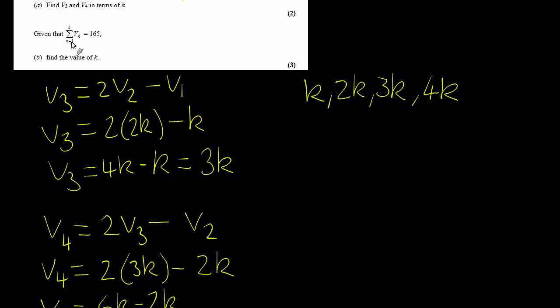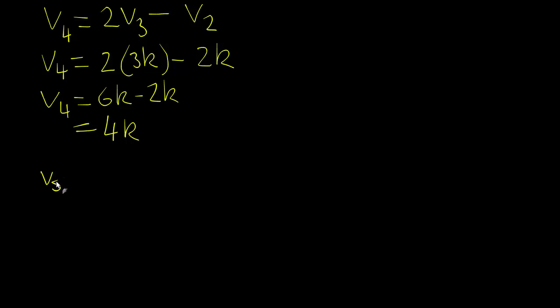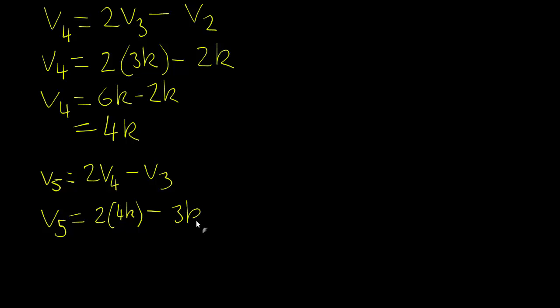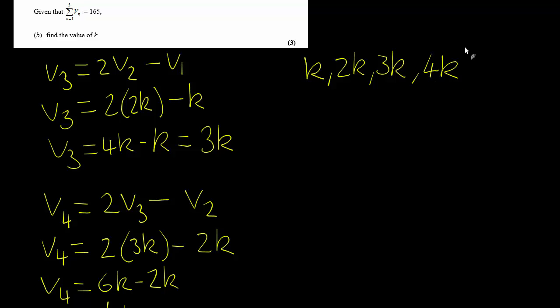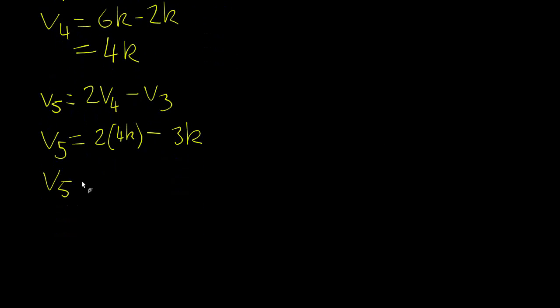We now need to find the sum of the first 5 terms from n is 1 to 5, and they've told us that's 165, and we need to use that to find the value of k. We can substitute in to find the 5th term. So the 5th term is going to be 2 lots of V4 minus V3. So V5 is 2 lots of 4k minus 3k, because we know from up here the 4th term is 4k and the 3rd term is 3k. That gives us V5 equals 8k minus 3k, so it's 5k.